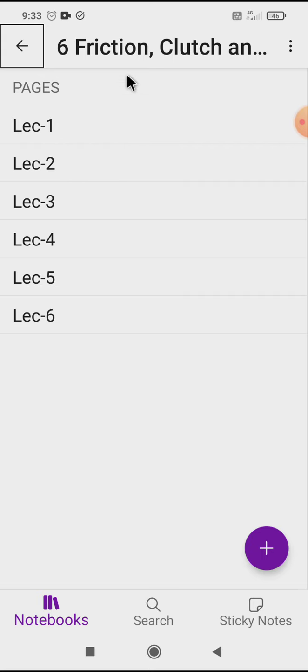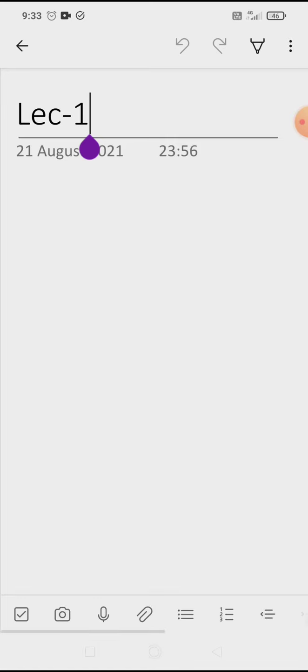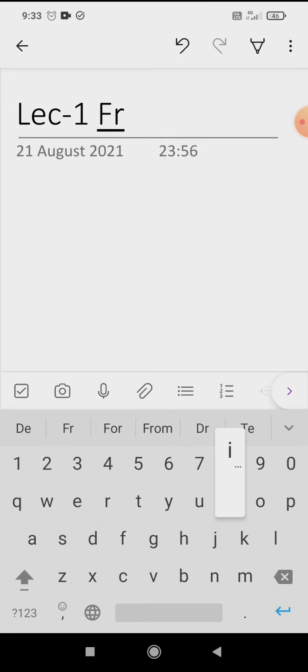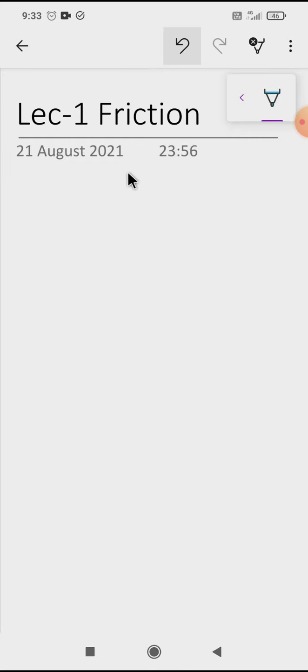Today the first two lectures will be on friction, then clutch, and then brakes. So let's start with today's topic, that is friction. The first lecture is friction. What we're going to discuss in friction, we'll start with an introduction to friction.